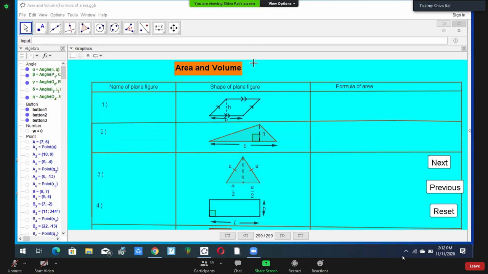Okay. Now look what you said. Name of that plane figure is parallelogram. And the formula: area equal to base into height. So A equal to B into H. In short form, we write A equal to B into H. A means area, B base, H height. Okay, next one.